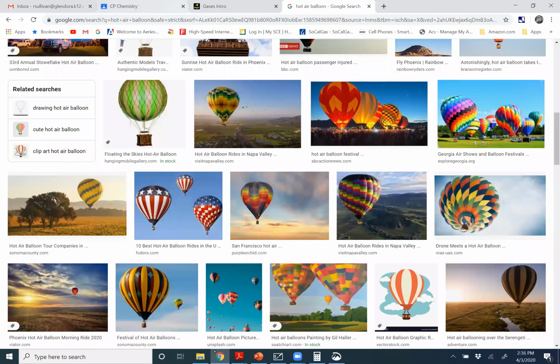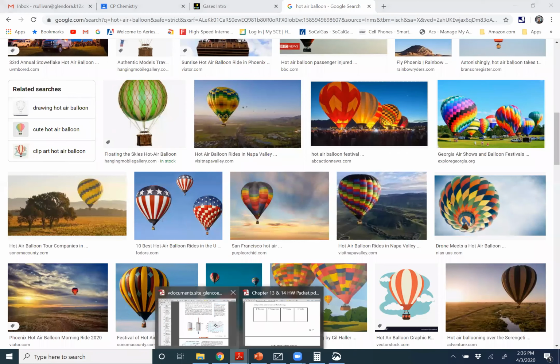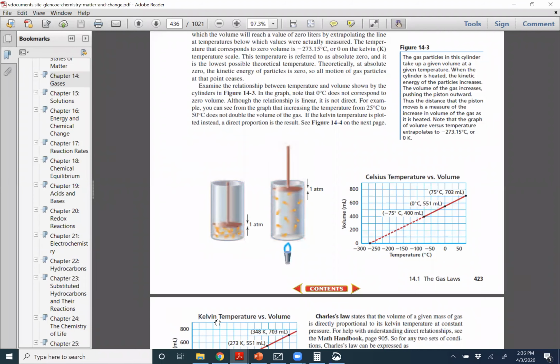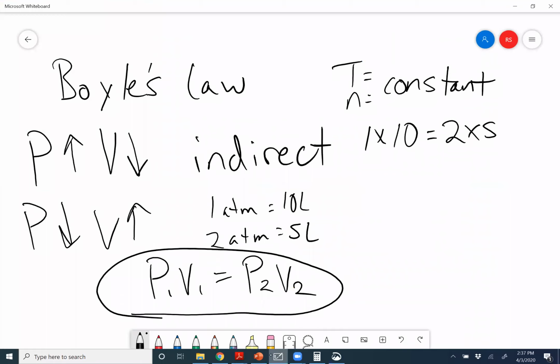Either way, let's take a look at the picture that we have in the textbook here. Basically, if you take anything and you heat it up, it's going to cause the little air molecules in there to take up more space because they're moving around. And so therefore, the volume and the temperature have what's called a direct relationship.